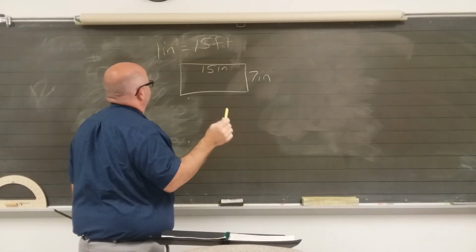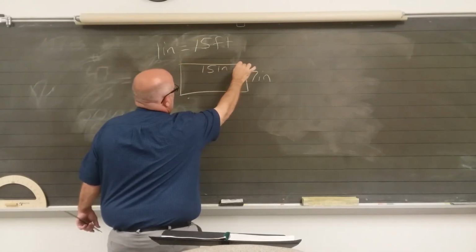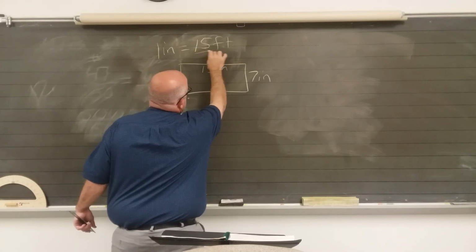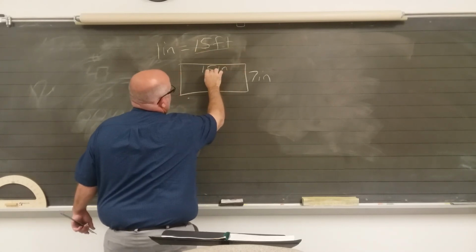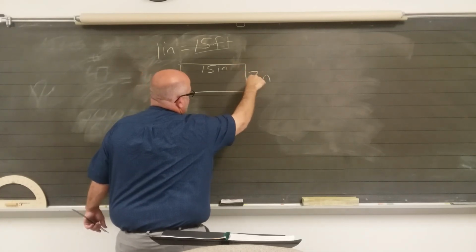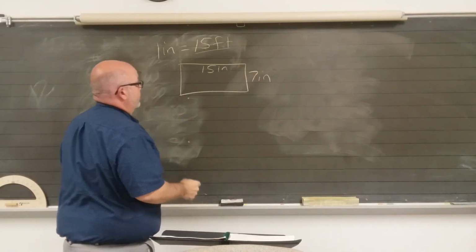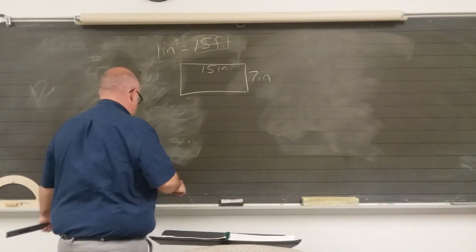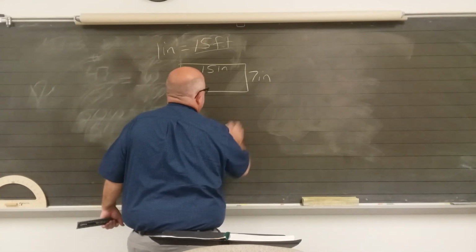All right, so 15 times 15 gets how long it is, and your answer will be in feet. 15 times 15, whatever that answer is, feet. 15 times 7, whatever that answer is, in feet. That'll be the length and the width of your real building then, or whatever it is that you're making. All right?